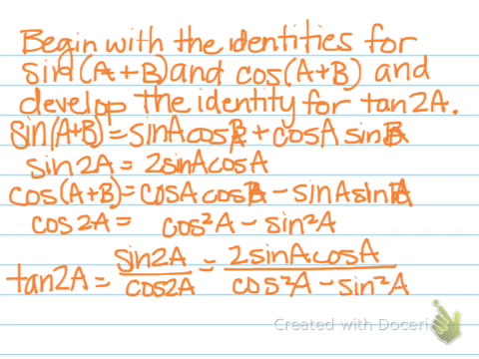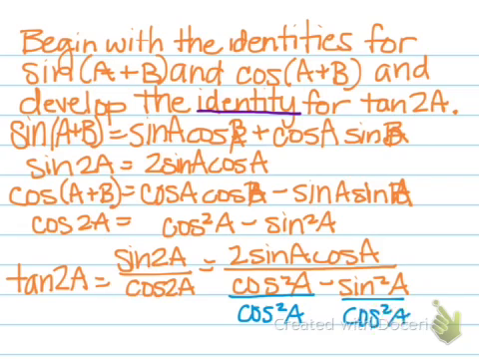Now, we need an identity, which means we need a 1. We need a 1 somewhere. So what we're going to do is we're going to divide everything by cosine squared a. So we divide cosine squared a by cosine squared a, sine squared a by cosine squared a, and 2 sine a cosine a by cosine squared a.